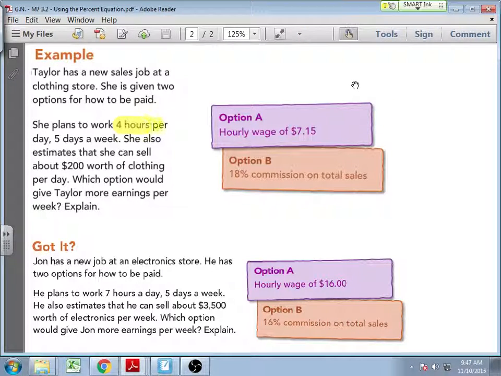So, she plans to work 4 hours a day, 5 days a week. If you work 4 hours a day, 5 days a week, how many total hours is that? Just give it to me. 20, right? Because it's like 4 times 5. Then, she estimates that she can sell about $200 worth of clothing. So which option would give Taylor more earnings?